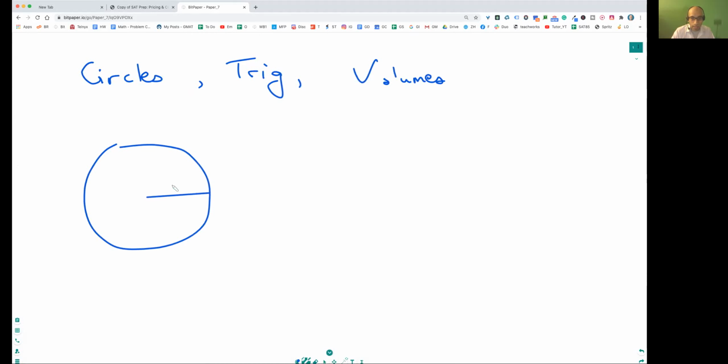And you got the radius. Let's say the radius is 5, right? So remember, two very important things. The circumference is 2 pi r, okay? So the circumference of this is going to be 2 times pi times 5, which is 10 pi, right? And remember, the area is going to be pi r squared.